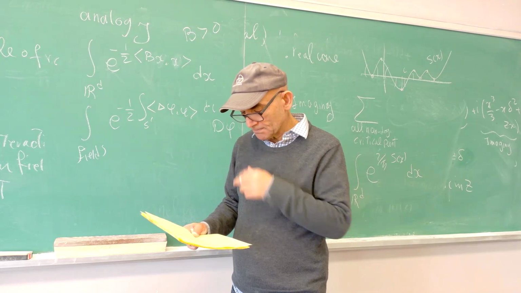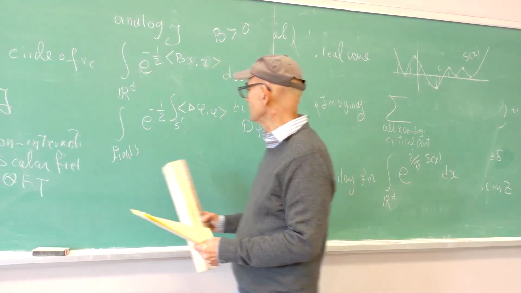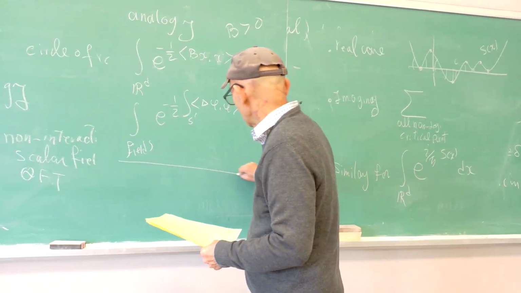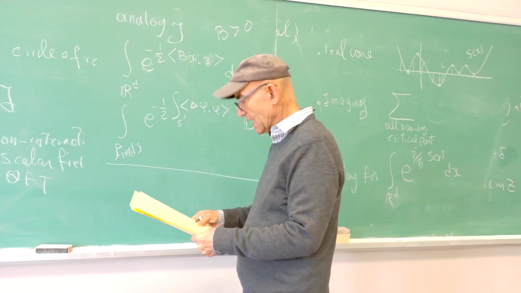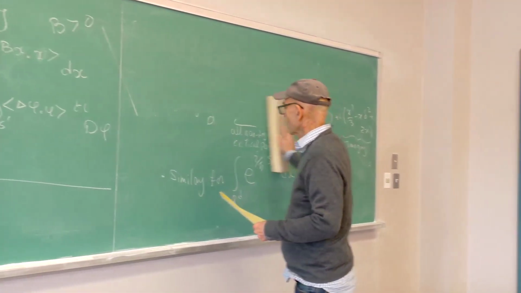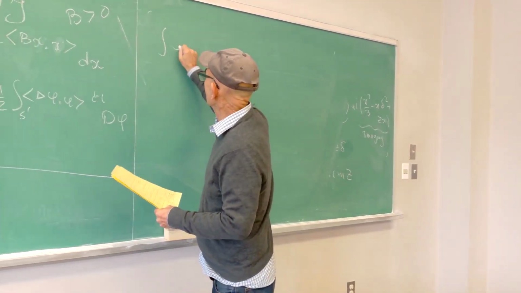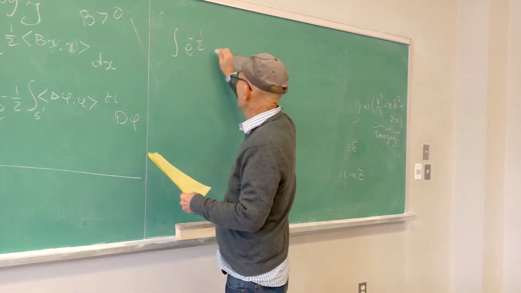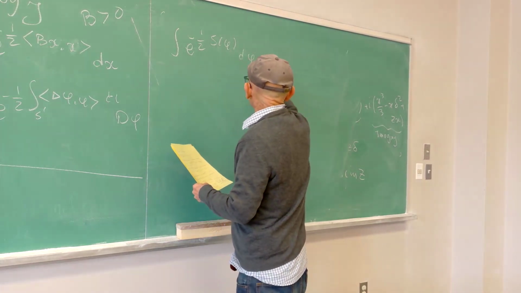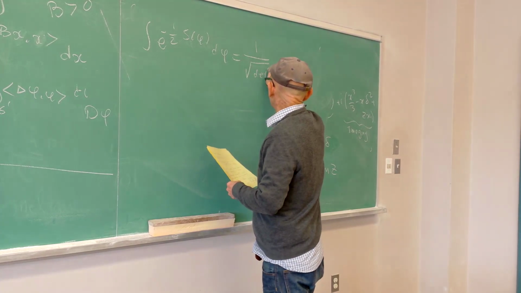So then, by analogy, we are going to propose something which looks crazy, which is not crazy. It's actually all, that's the point of QFT. So we just say that, by analogy, the integral of e to the minus 1/2 S of phi d phi is equal to 1 over the square root of det prime of B.